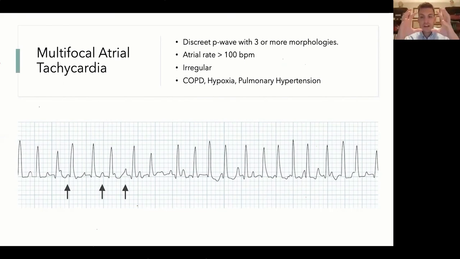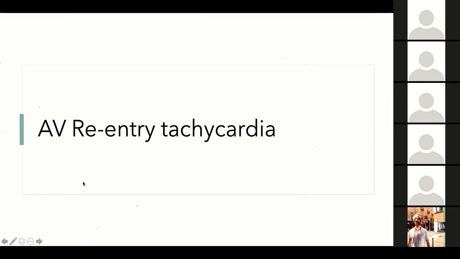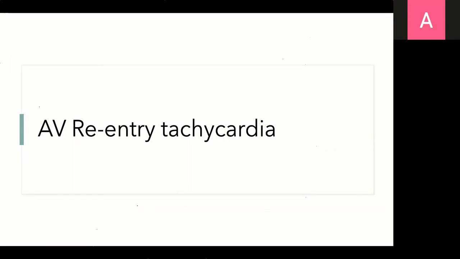They fire really rapidly and they fire from multiple points. Does anyone have a question with this? Re-entry tachycardia will be one of the final slides for today. I hope I didn't confuse you a lot with all that happened.